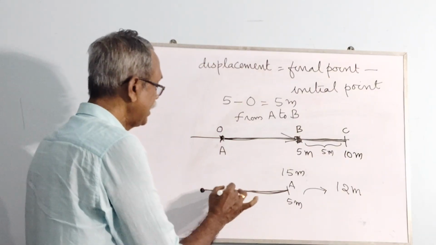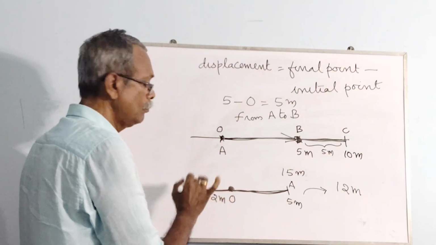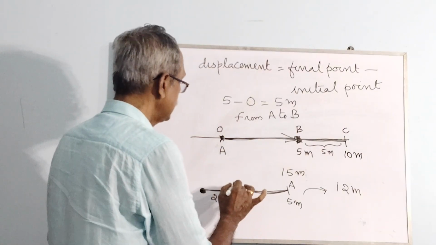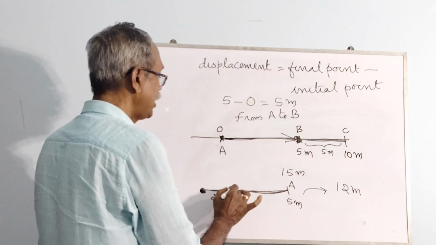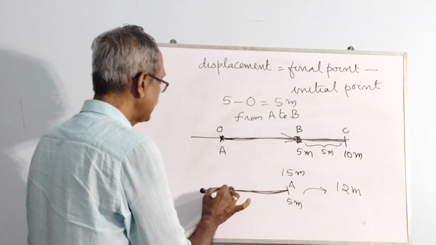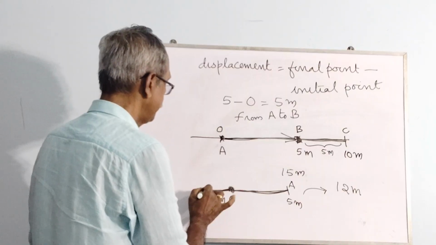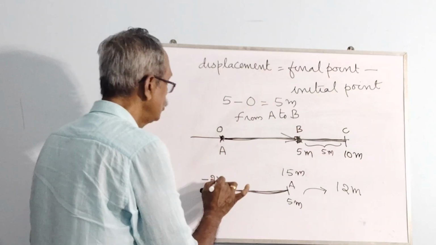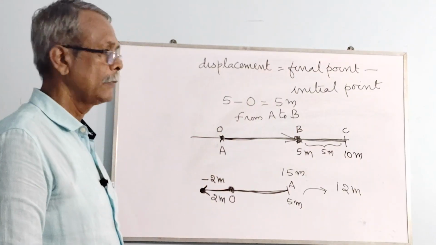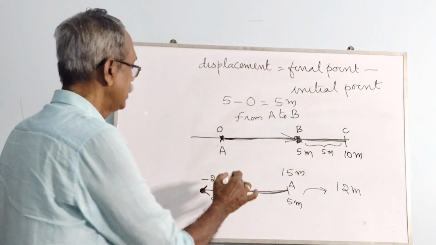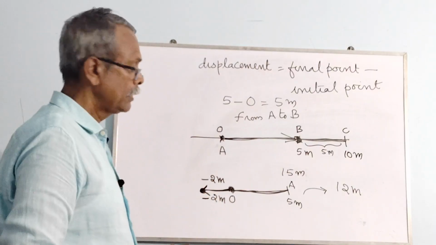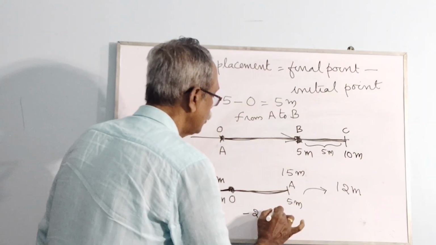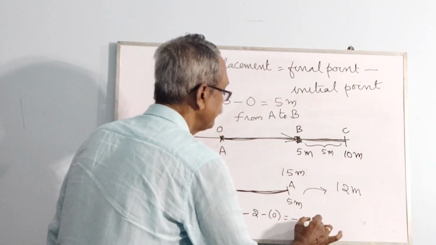But the displacement is the final point. This is the final point, which is 2 meter in the negative direction. This is the initial point from which we are starting. So this is the vector. This is minus 2 meter. Final point is minus 2, initial point is 0. So this is minus 2 minus 0, which is equal to minus 2 meter.